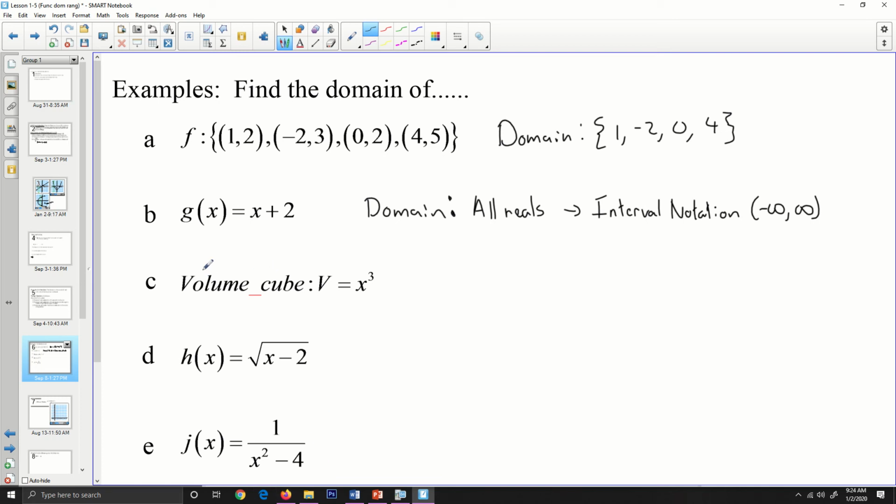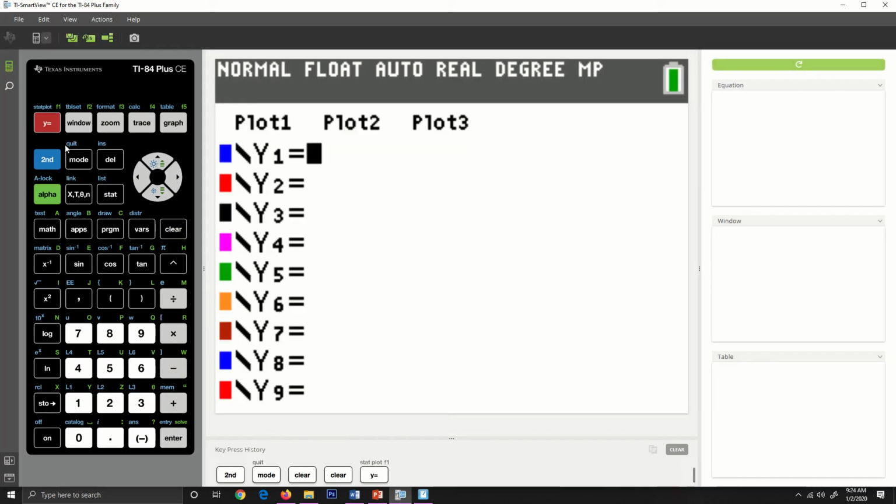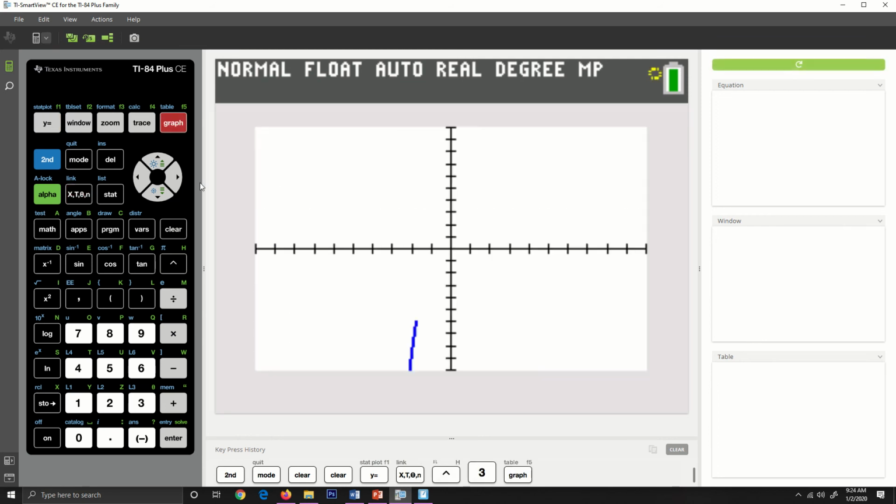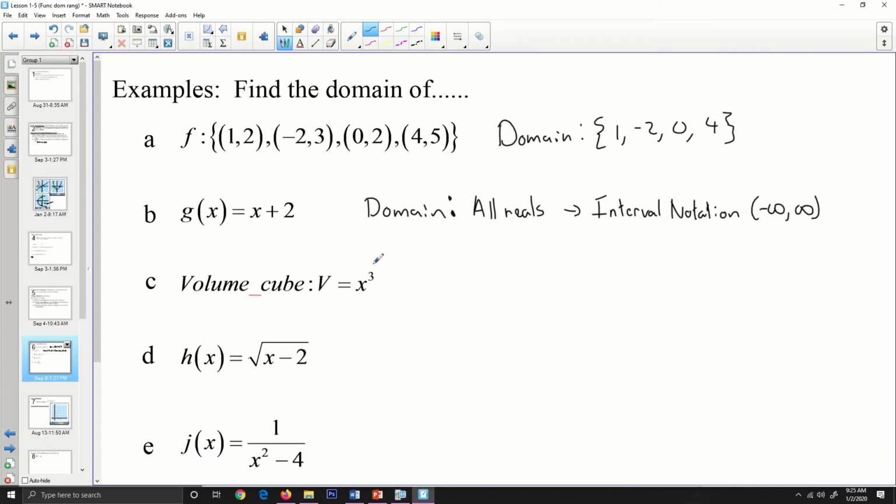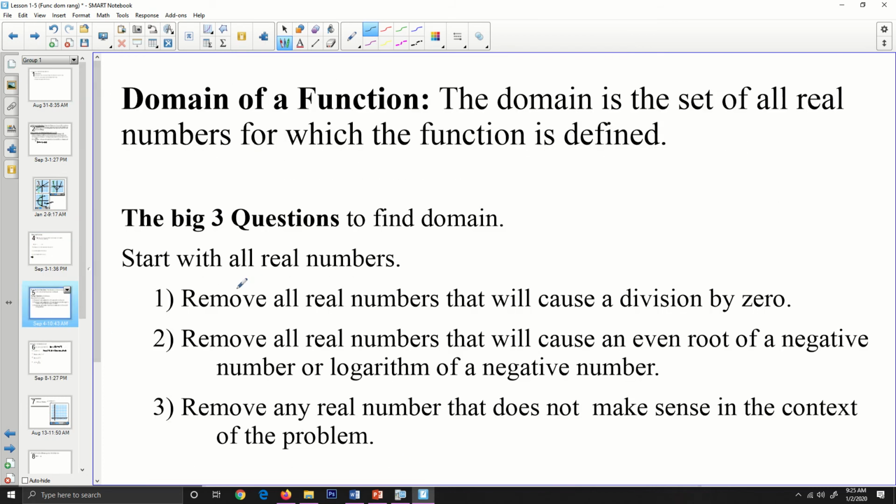This one is the volume of a cube. So this has something specific, and then it gives us an equation. The first thing I want to do is go to my y equals. I'm going to put in x cubed, so x raised to the 3rd power, and I'm going to hit graph. It looks to me like this function is going to continue on to the left and to the right, and if it was just v equaling x to the 3rd, we would probably say all real numbers. And again, if I talk about the rules, there's no divisions by 0, there's no even roots, there's no logarithms, so all real numbers.